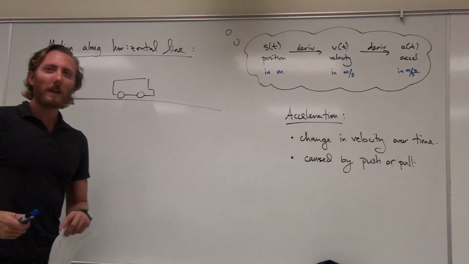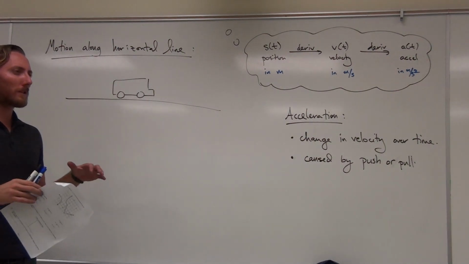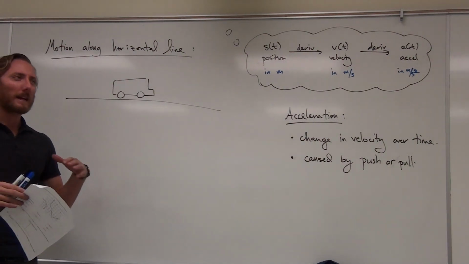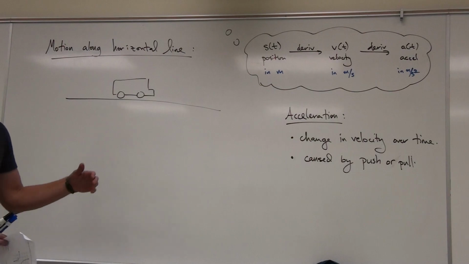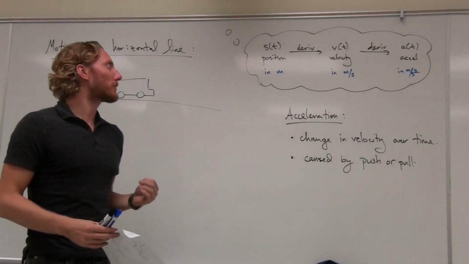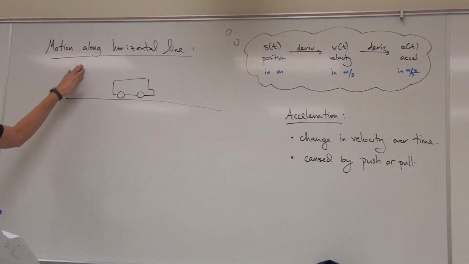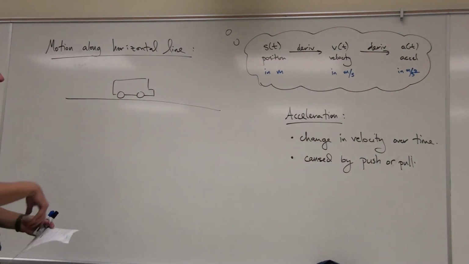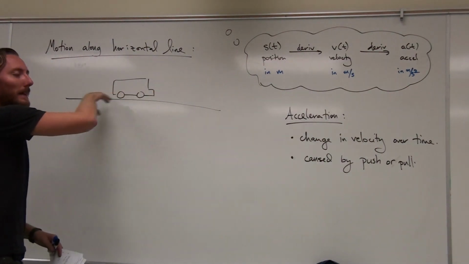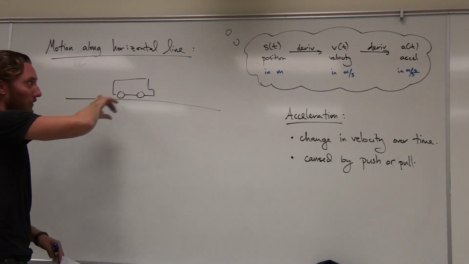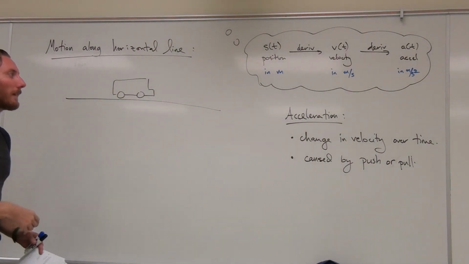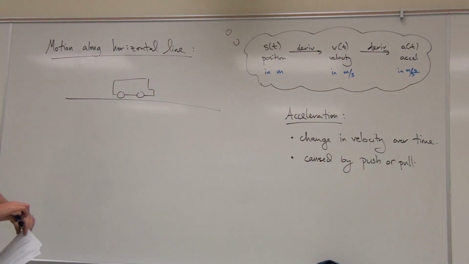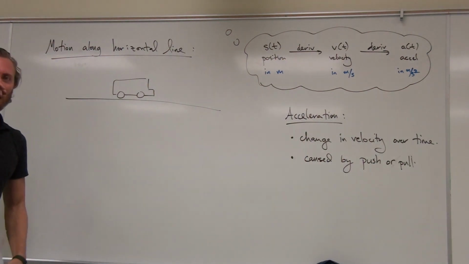All right, so one way in which we could start to dissect and analyze position or a change in position is motion along a horizontal line. To imagine this, you can almost imagine a vehicle that's moving in a direction either to the right or to the left. And here are the conventions that we could apply to this.